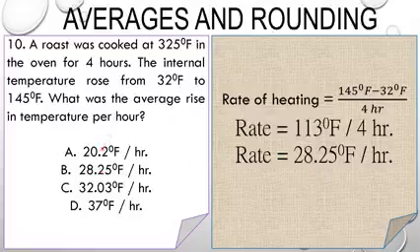When rounding to the nearest tenths, we get 28.3. Wala dito. But meron tayong 28.25. Thus, that is the final answer. Okay? The final answer for item number 10 is 28.25 degrees Fahrenheit per hour.